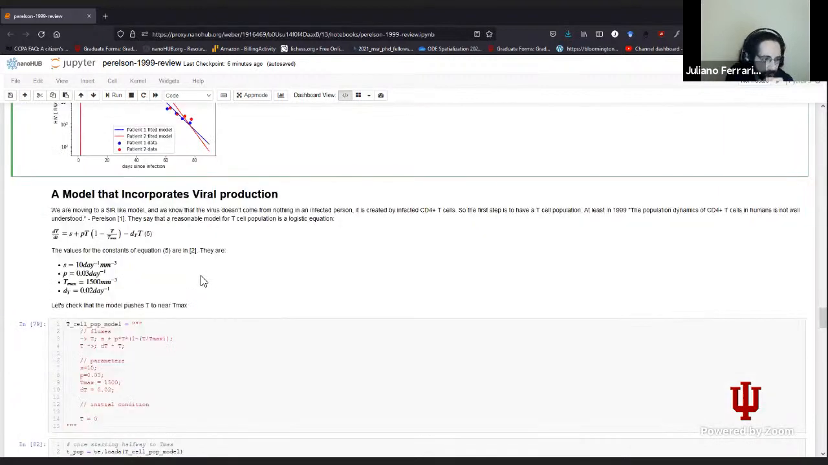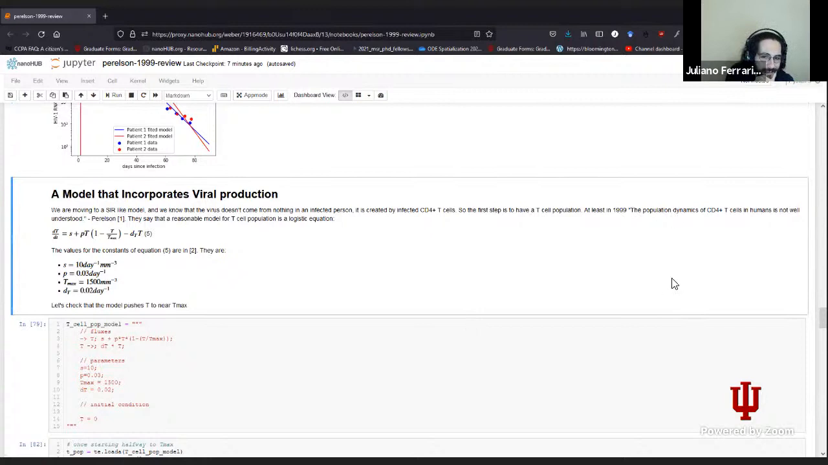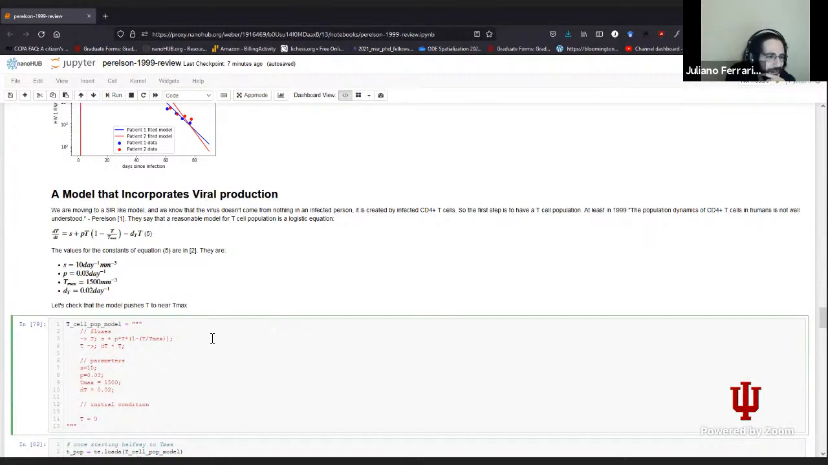Then we go into the T cell population, which, at least in 1999, the population dynamics of CD4 plus T cells in humans is not well understood. I think that's still the case, which is kind of, I don't know, disappointing. I mean, it's been a while.